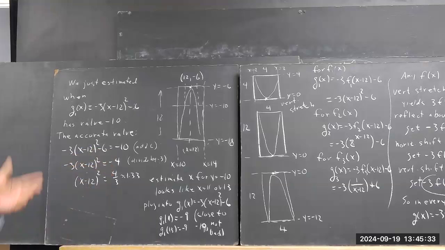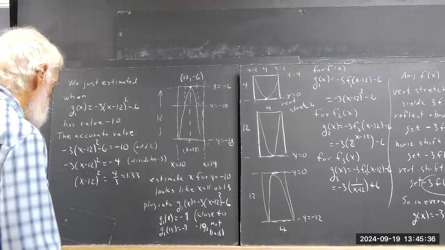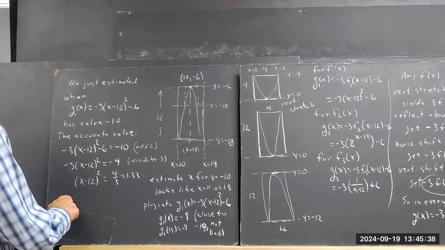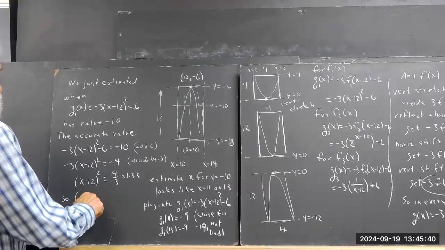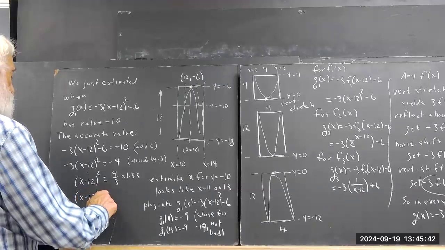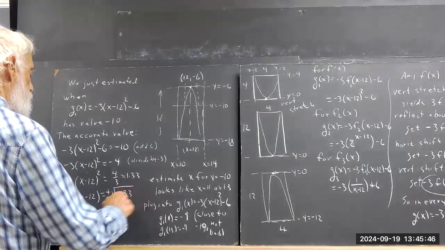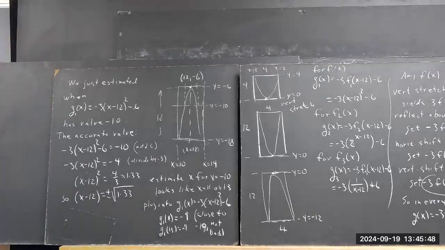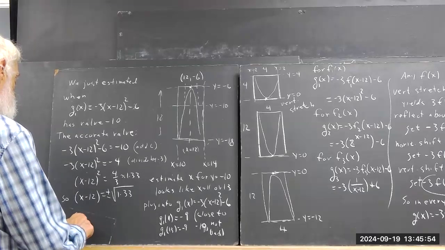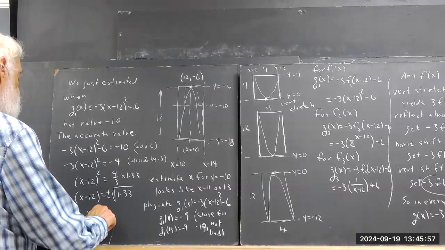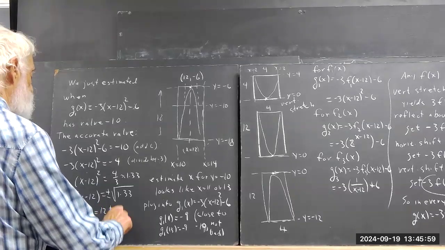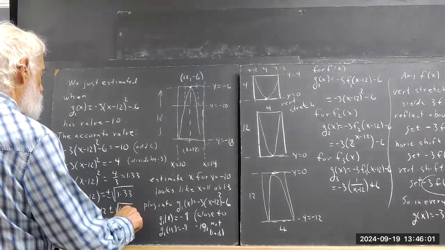You should kind of know that. Punch your calculator, go ahead. So now here's the mystery step. x minus 12 is equal to plus or minus the square root of 1.33. So x equals 12 plus or minus the square root of 1.33.